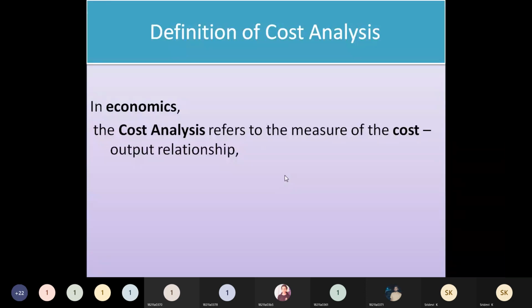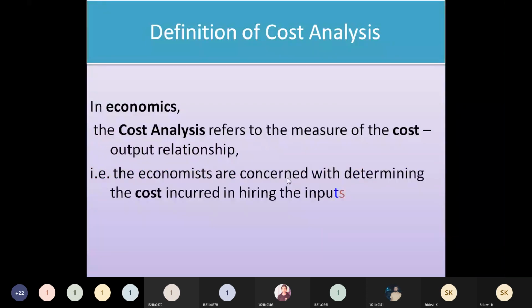So this cost analysis is also called as what? Cost output relationship. Because you are going to measure between this cost and the output, no? So it can be said like a cost output relationship analysis.